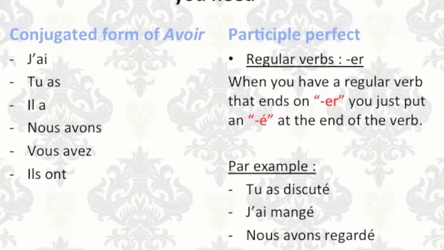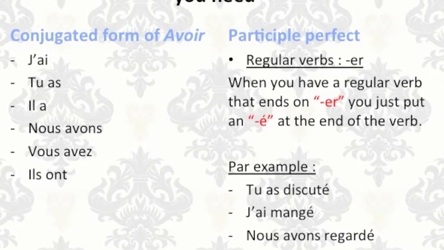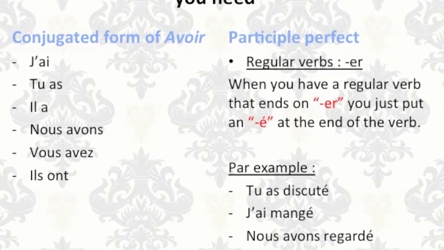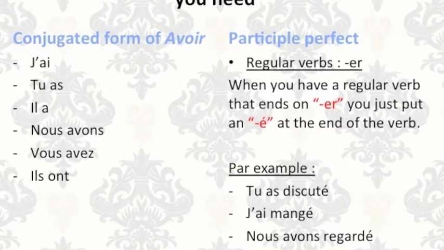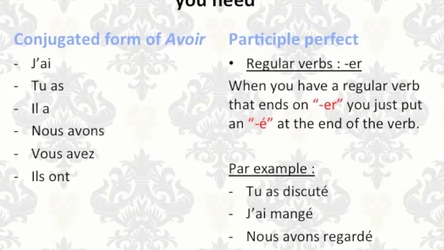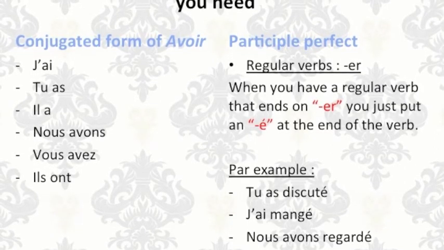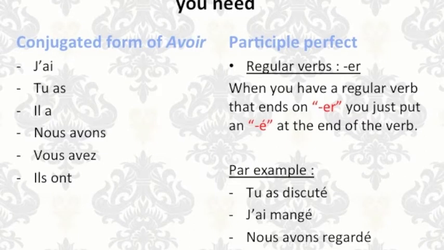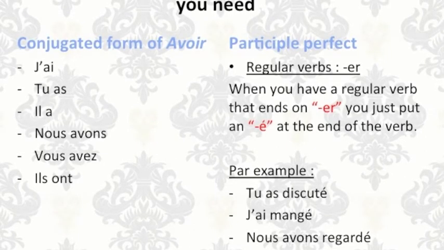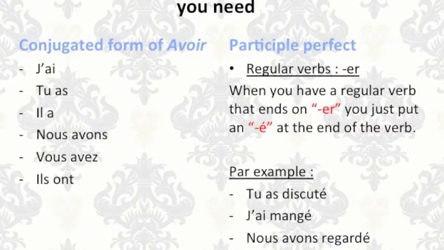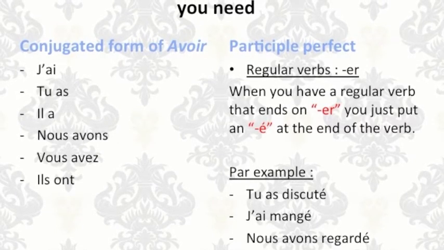When you have a regular verb that ends in er, you just put an é with an accent at the end of the verb. Par exemple, tu as discuté, j'ai mangé, nous avons regardé. Because of the accent on the é at the end of the word, you pronounce the é, so that it sounds like tu as discuté et j'ai mangé.